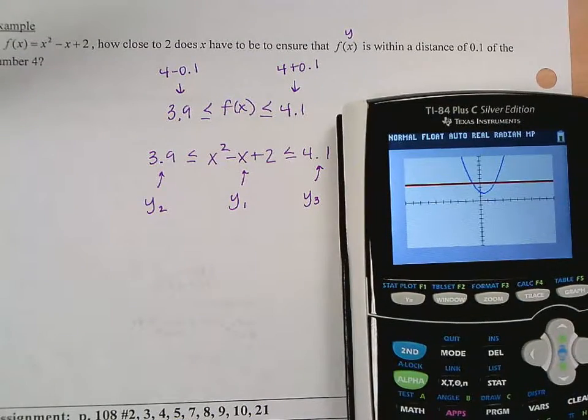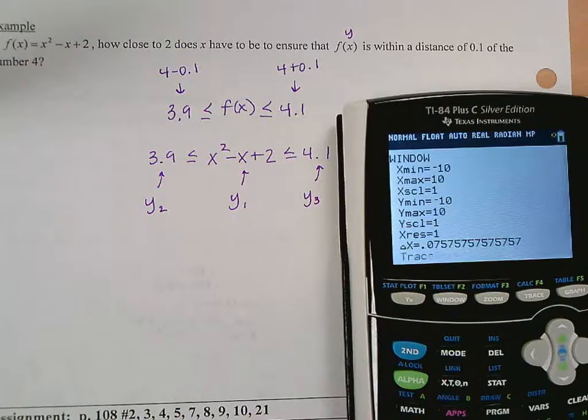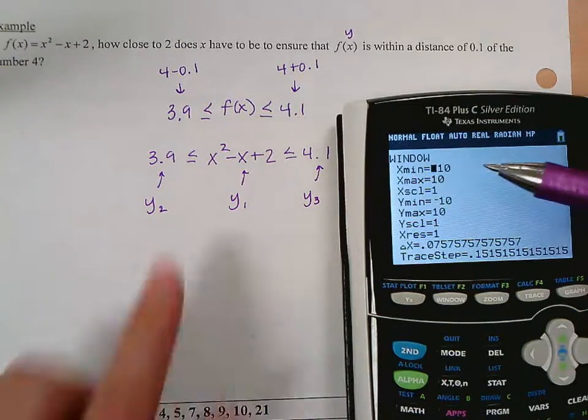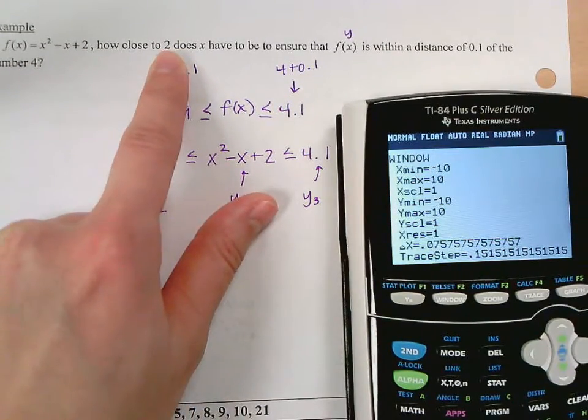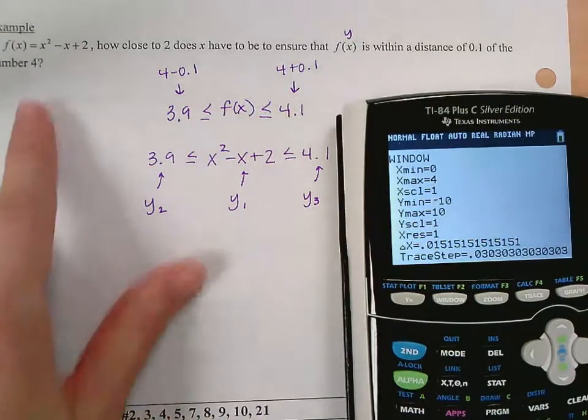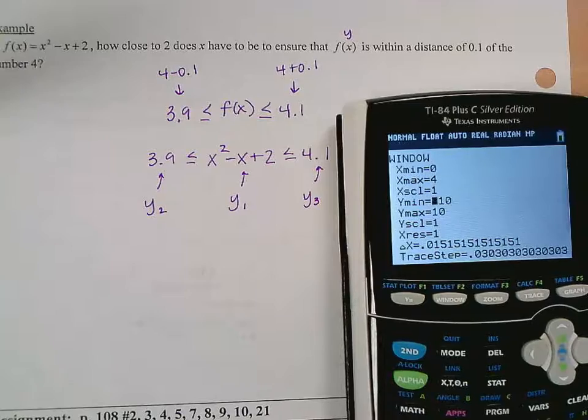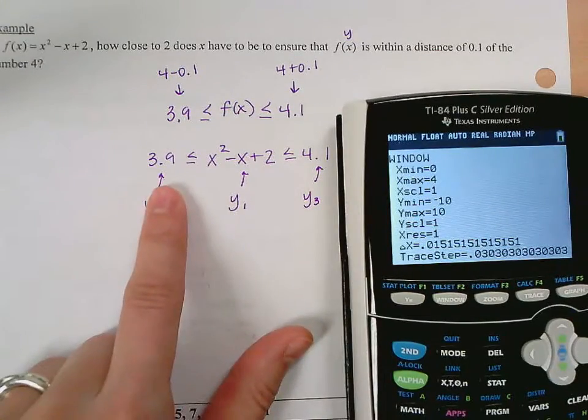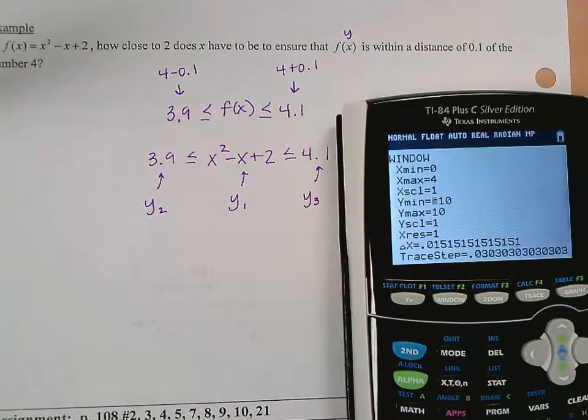Okay, but this is not a great window because these 2 horizontal lines are very, very close to one another. So I'm going to manually change the window here. For my x values, I'm focused around the x value 2, so I'll go from 0 to 4, so that 2 is kind of centered in there. And then the y values are really, really close to 4. My horizontal lines are 3.9 and 4.1, so I might go from 3.5 to 4.5.